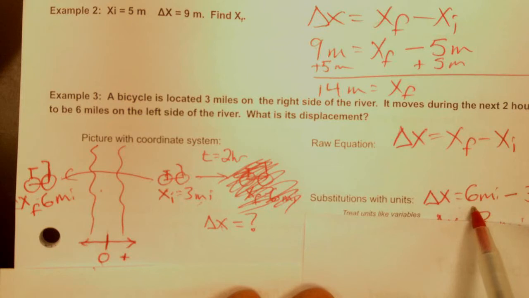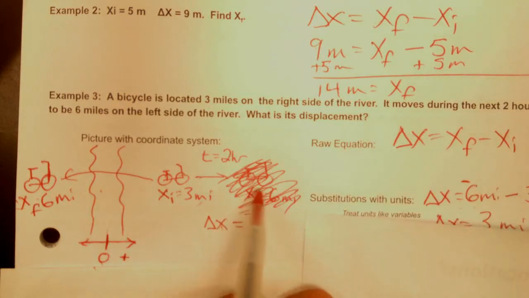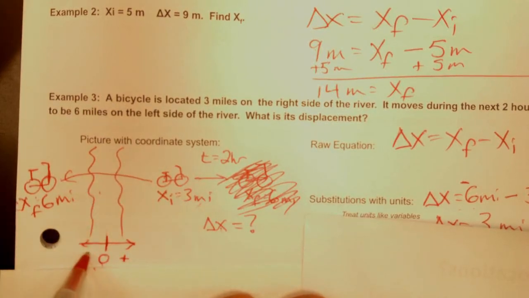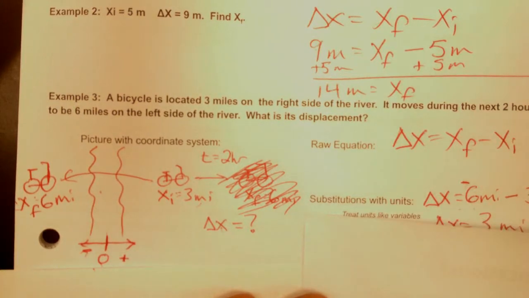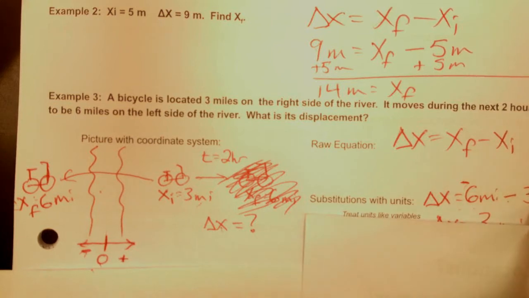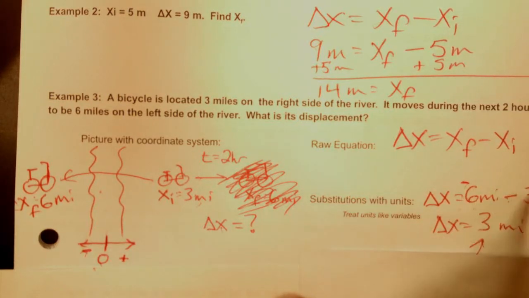x sub f needs to be -6. I had it as positive because it was written down here, I thought, on the right-hand side. But it turns out that it's on the left-hand side. And so that's the negative side of the origin. So I have to have that negative there. Okay, bring down the minus sign, and then the x sub i turns into the 3 miles. Okay, and then we do our algebra. And negative 6 minus 3 is going to be negative 9.